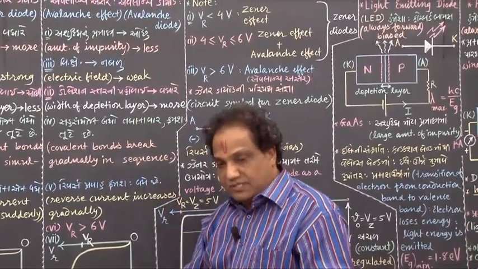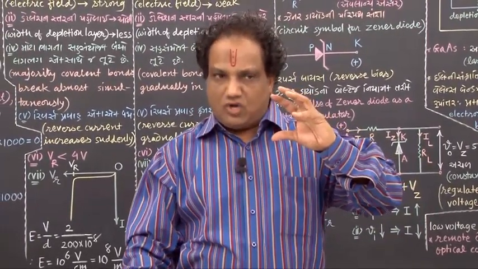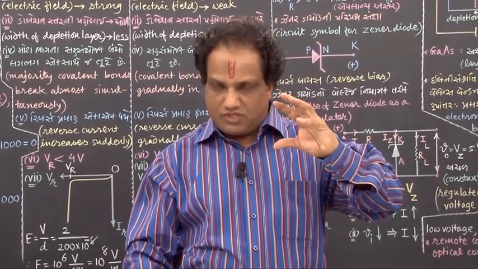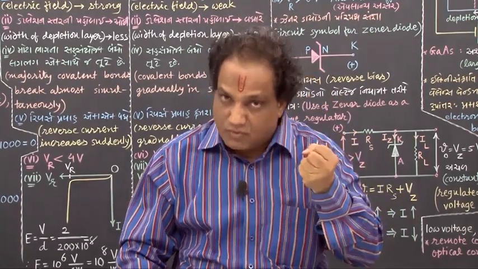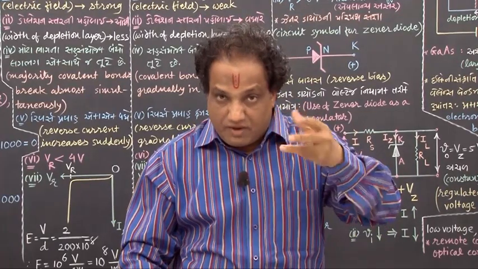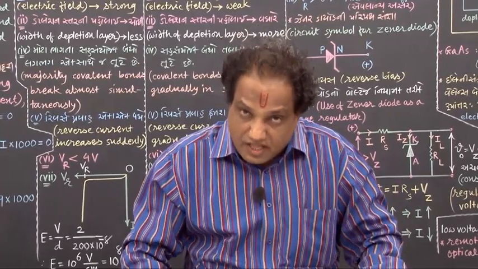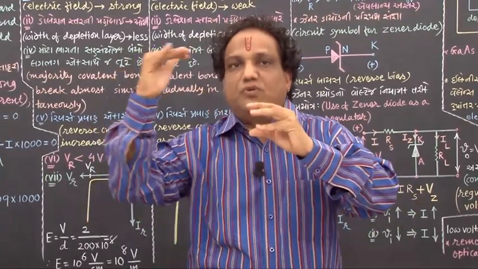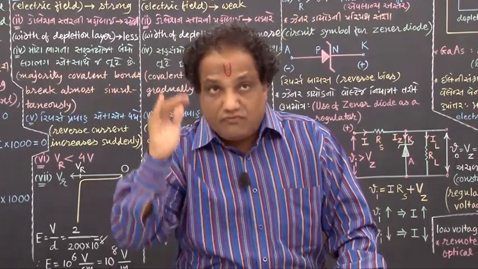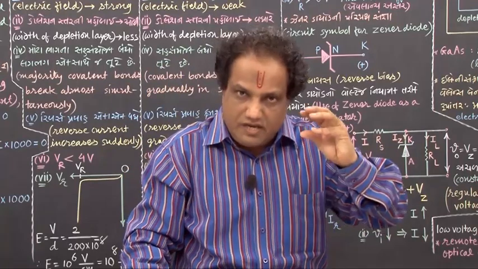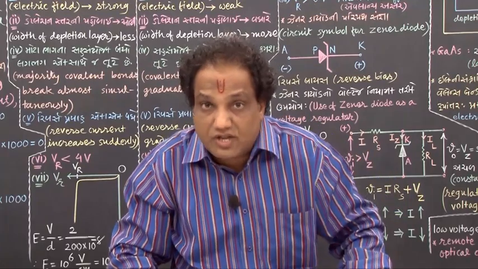At that time what happens? Some of the electrons which are liberated from the covalent bonds, perhaps broken by thermal energy absorbed from the surroundings, will first get accelerated in a direction opposite to the electric field. Since the electric field is initially weak, the less number of electrons which are freed will get a small amount of acceleration.